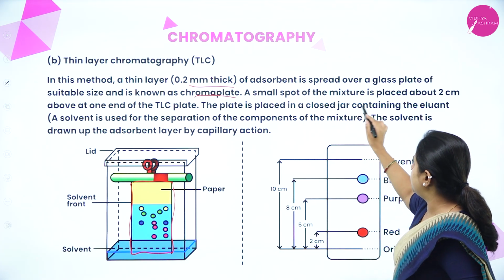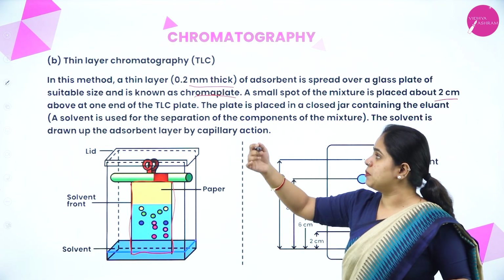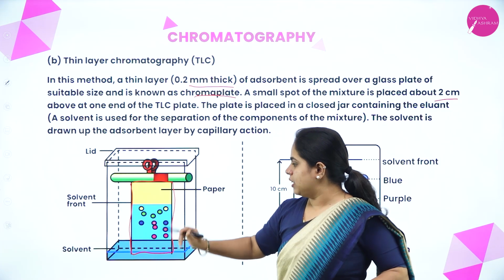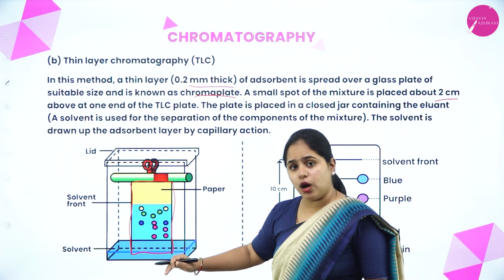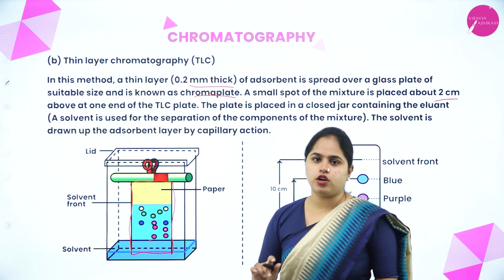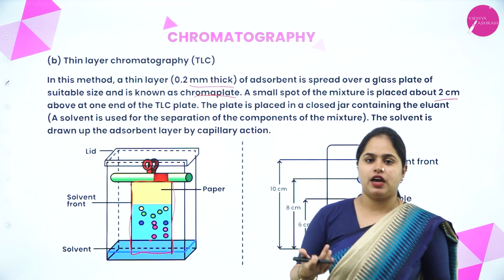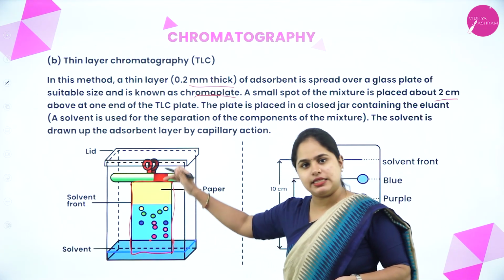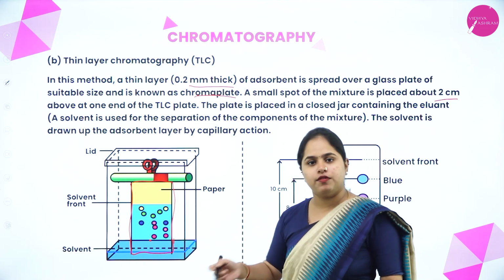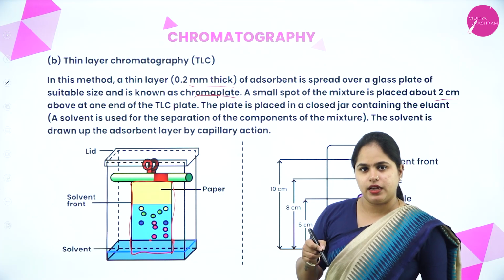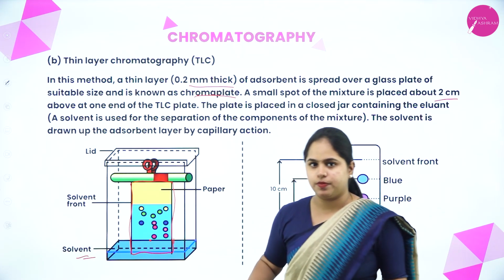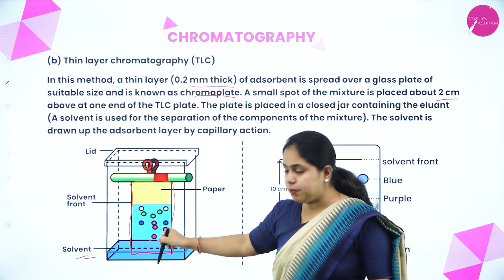A small spot of the mixture is placed about 2 cm above at one end of the TLC plate. So now this is our TLC plate, and now it is kept inside this. From the surface, about 2 cm above, we place a small dot of the mixture, right, the mixture we have to separate. Inside this, where we have dipped it, there will be a solvent also present. So one end of the TLC will be dipped in this solvent.